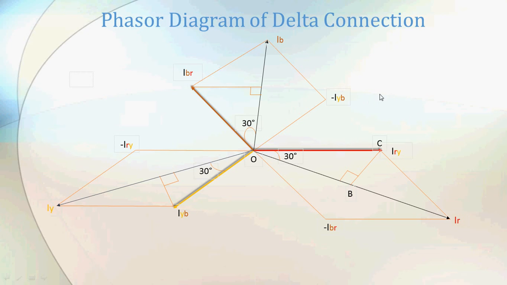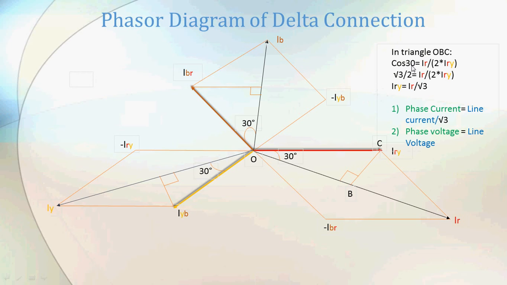So in triangle OBC, again if I apply cos 30, I take a scissor and cut out this right angle triangle. So cos 30 is equal to half of this, because the complete line is IR, so I need only OB, which is half of IR. So IR by 2 divided by this line, and this line is IRY. So cos 30, which is root 3 by 2, equals IR by 2 into IRY. The 2 gets cancelled. IRY is equal to IR by root 3.